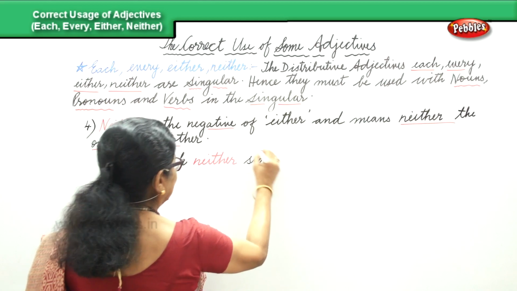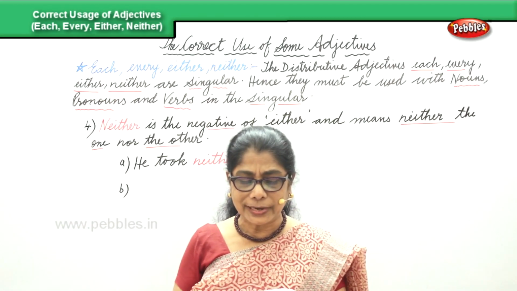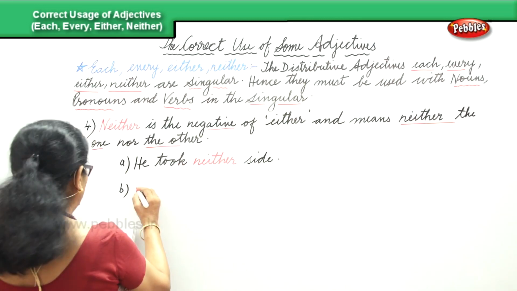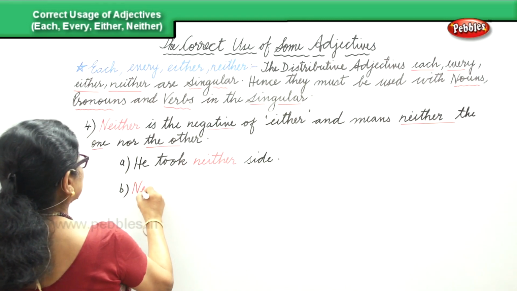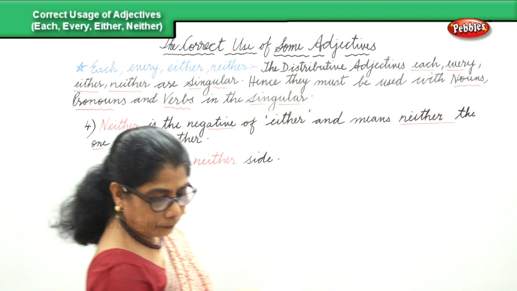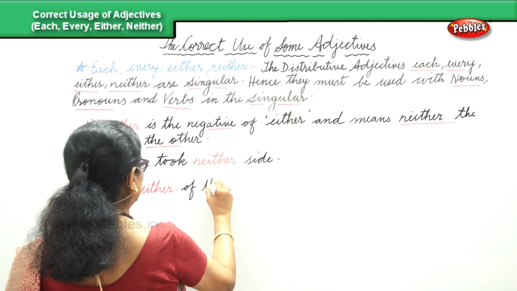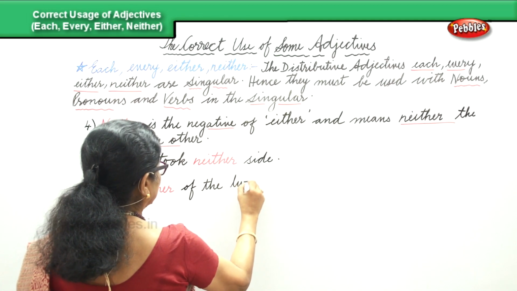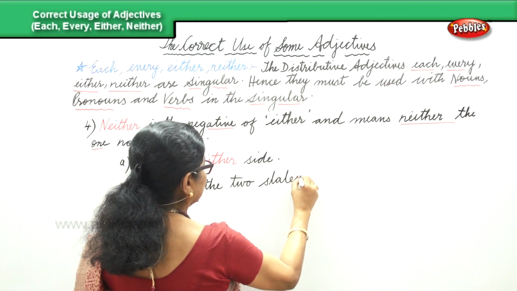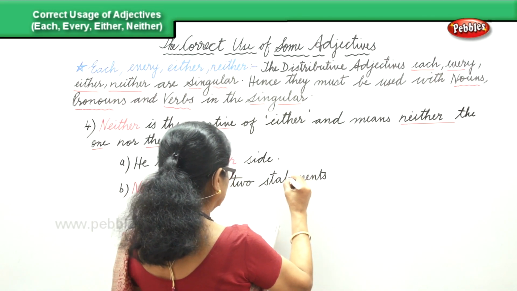That's the first sentence. Another sentence I have here is, neither of the two statements is true. That means both the statements are not correct. Neither of the two statements is true.